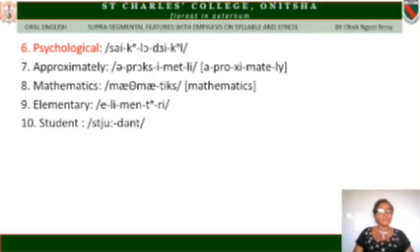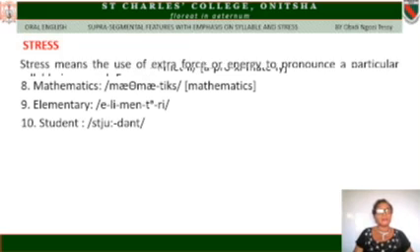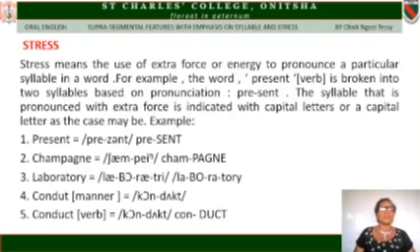10. Student. Student. Not don't, but don't. 2 syllables. Now let us look at stress. That's another suprasegmental feature of oral English. Stress means the use of extra force or energy to pronounce a particular syllable in a word.